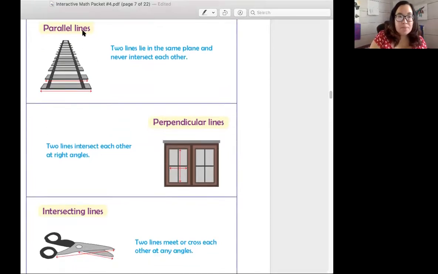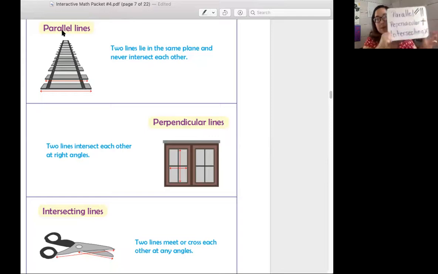Now, parallel is two lines that lie in the same plane and never, ever, ever intersect. If you notice in the word parallel, right here, it has two L's. These L's never touch, right? They're going in a straight line. Now they can go straight like this, they can go straight like this, they can go straight like this. Doesn't matter how the lines go, but there are always at least two lines, and they never ever touch.